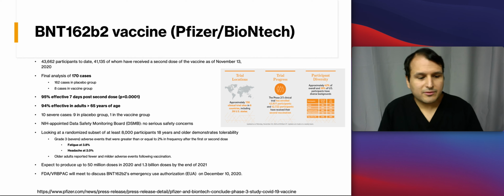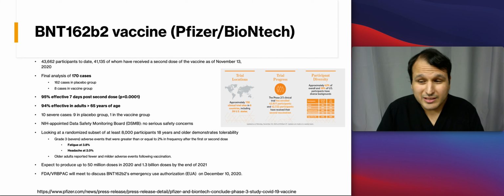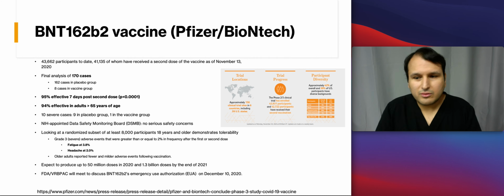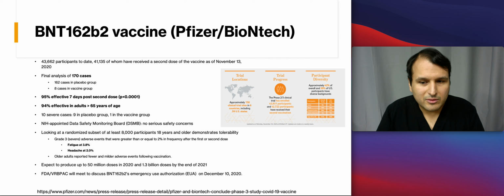Some of the adverse effects were fatigue, headache, and so on. So this is expected to be approved. The FDA's VRBPAC is going to look at it on December 10th. So that's probably when they're going to approve it, given the data that we've looked at. This is just a press release. We don't have the official 100% complete data, which will be published pretty soon, but this is what I'm giving you guys. Diverse population, and it's all around the world. 150 clinical sites in 6 countries.